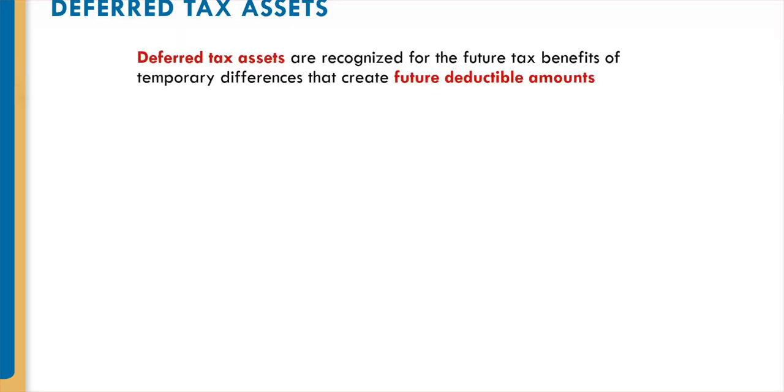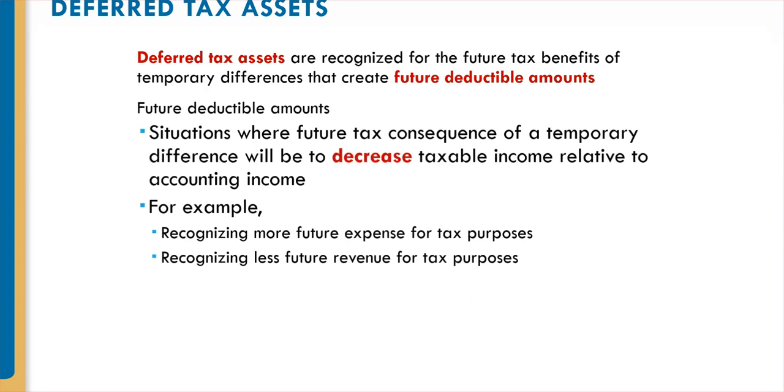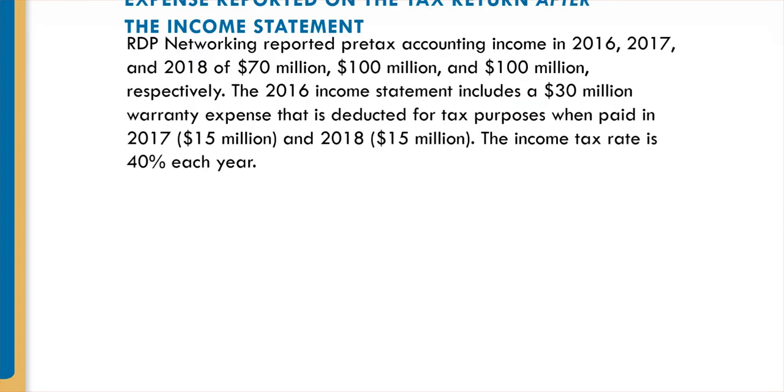Deferred tax assets are going to happen when you're doing your reconciliation and you have a plus item. So you have to add to pre-tax income to get to taxable income in that reconciliation. So this is a problem. I'm going to jump into this deferred tax asset problem.